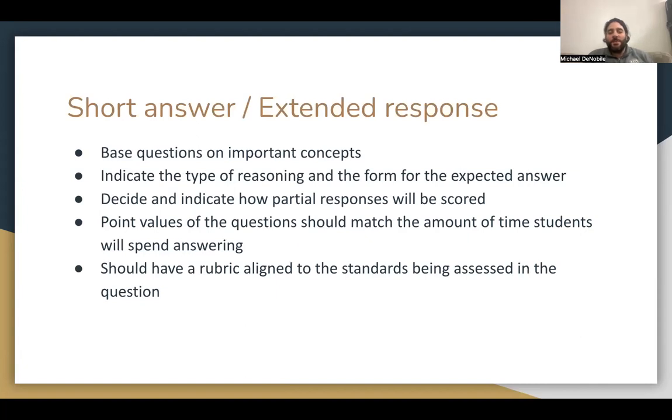Short answer and extended response questions. Base your questions on important concepts. Indicate the type of reasoning and the form for the expected answer. Decide and indicate how partial responses will be scored, typically through the rubric. Point values of questions should match the amount of time students will spend answering the question. So, for example, if they're short response questions, they should be worth less than extended response questions, because the extended response questions will require more time, energy, and thinking in order to complete them.